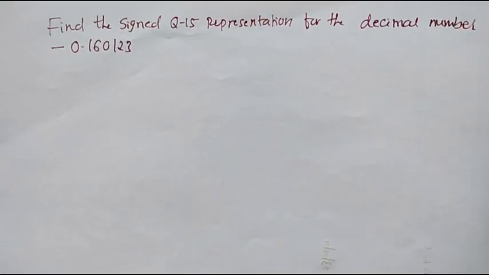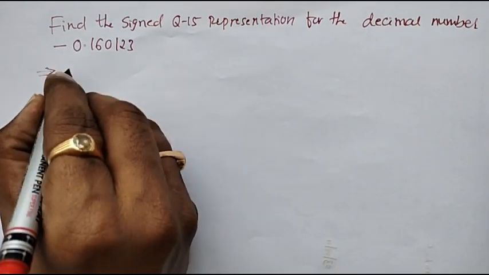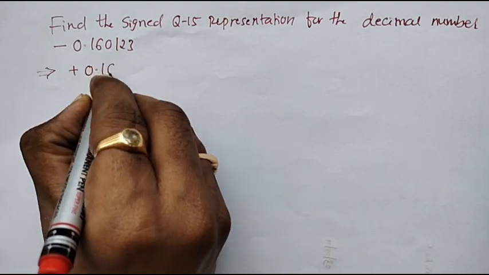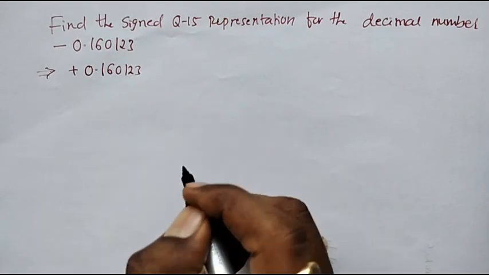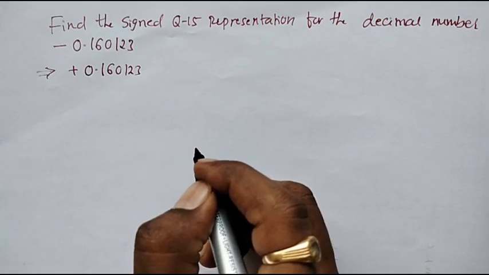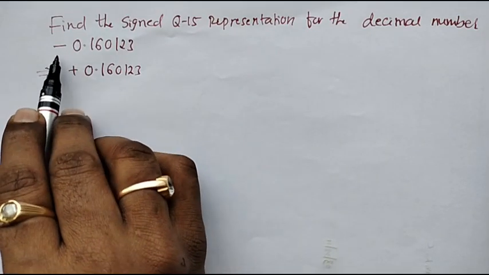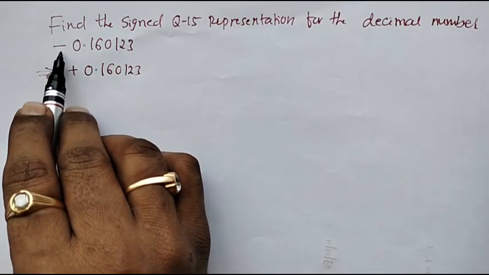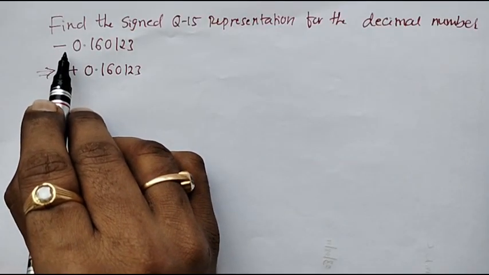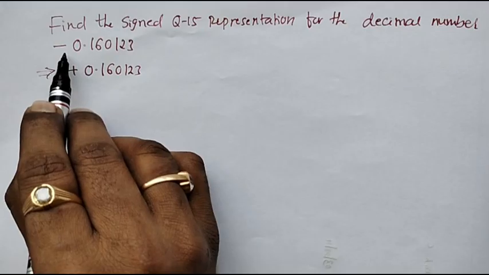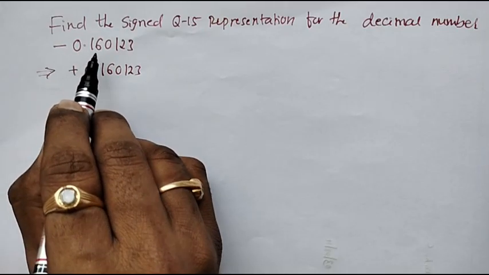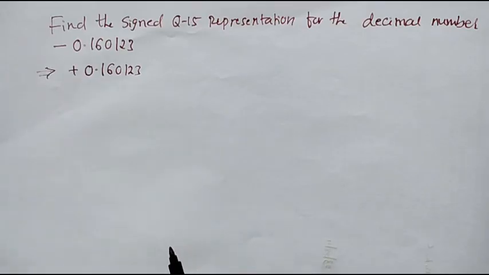Now let's take one more example. Find the signed Q15 representation for the decimal number minus 0.160123. Here, first let's convert plus 0.160123 into binary by repeated multiplication by 2, fifteen times. Later, to consider the negative, we take the 2's complement of the result. So it is equivalent to the binary representation of minus 0.160123 in Q15 representation.